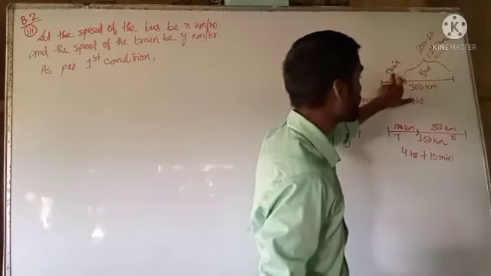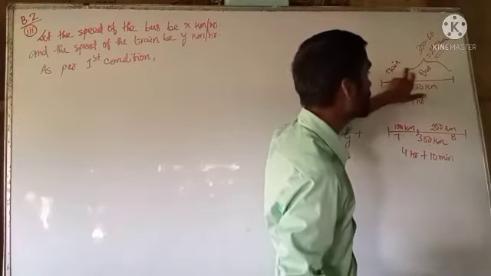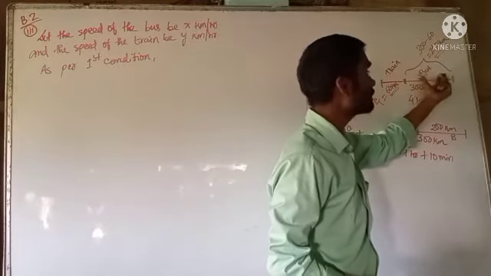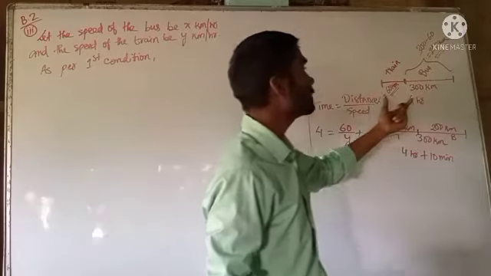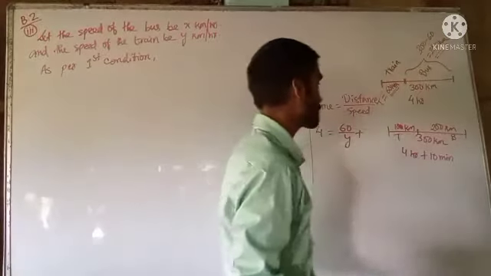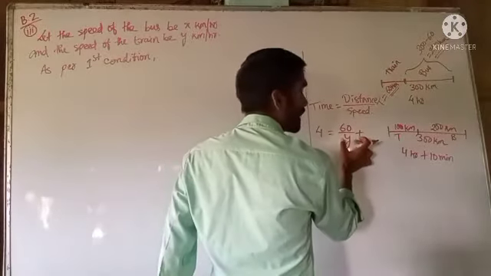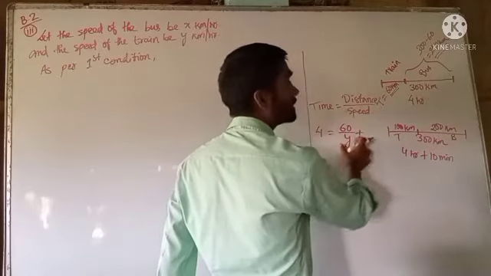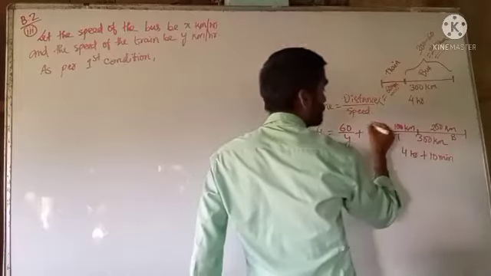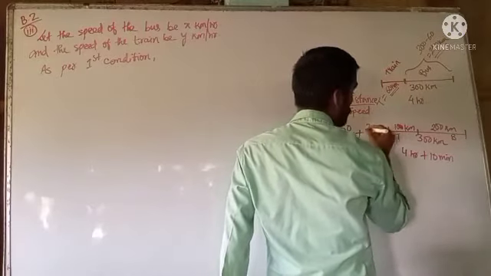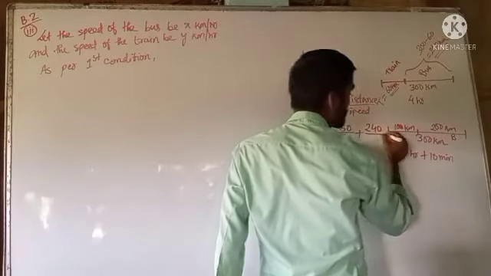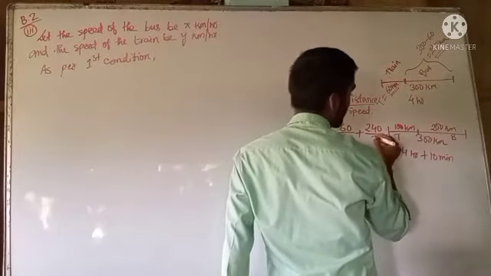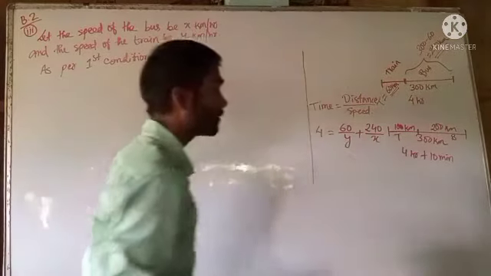That means if we are adding the distance covered by the train and the distance covered by the bus, then it will be equal to this 300 km. So 60 by y is the time taken by the train, and now the time taken by the bus, that is 240 km, the distance by the bus. The speed we are taking as x kilometer per hour.